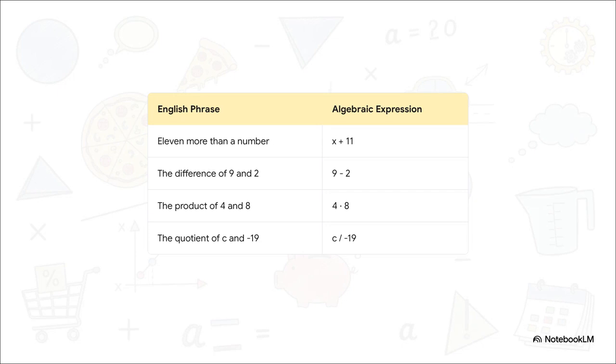And this is where it gets really cool. You can see how our everyday phrases translate so perfectly. 11 more than some number? That just becomes x plus 11. The product of 4 and 8? Easy, 4 times 8. See what I mean? It's not some alien language. It's just a super efficient shorthand for concepts you already understand.